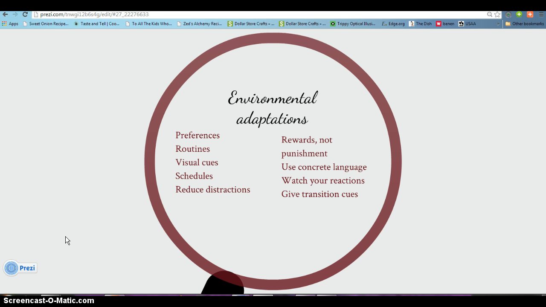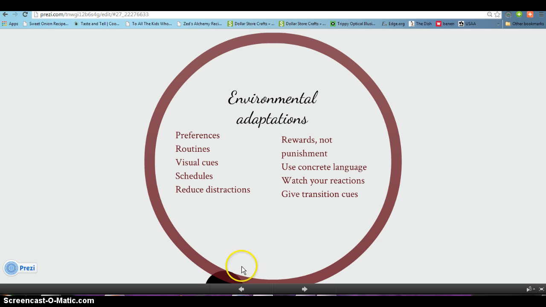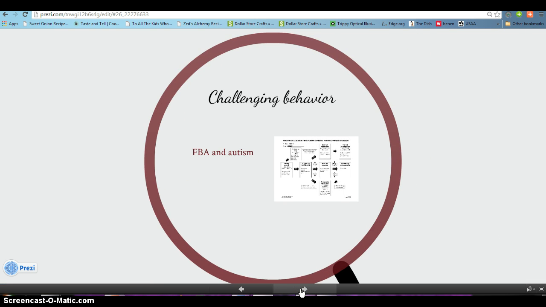We're not going to have bright, colorful, lively classrooms because that overstimulates kids with autism. We're going to emphasize rewards, not punishments. We're going to use concrete language and avoid abstractions wherever possible. We're going to watch our reactions to them. So in other words, when they do things that may seem hurtful, we're going to keep in mind that they do these so-called hurtful things because they don't understand other people's viewpoints. And we're going to look at that in just a minute. And then we're going to give transition cues of how you get from one activity to another.